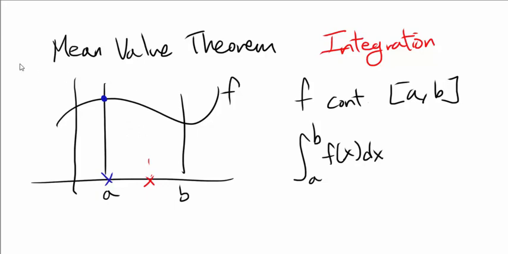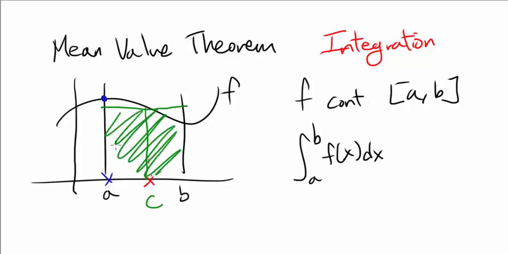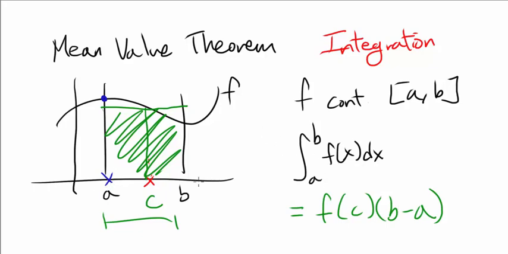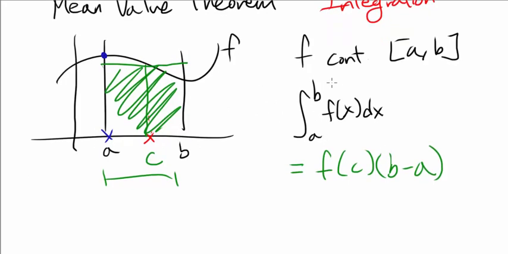And let me ask you this. Can you pick a point c such that if you draw the rectangle, the area of this rectangle is going to be equal to the area under the curve? And how do you write this? Our height is f of c, and our width is b minus a. Can you find a point c in between a and b such that our integral from a to b of f of x dx, or the area under the curve, is equal to the area of this special rectangle?